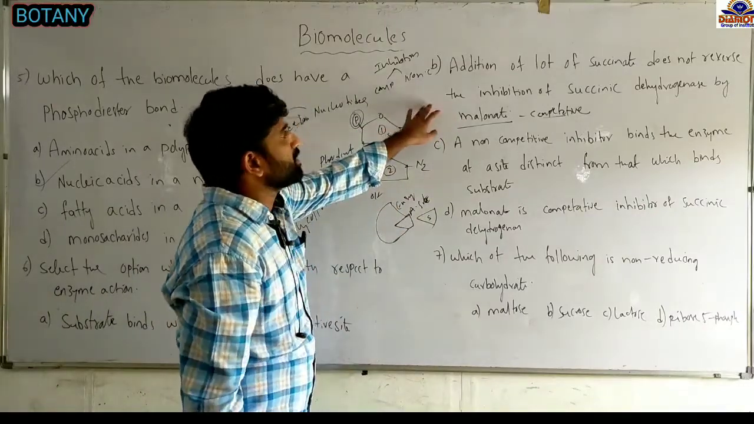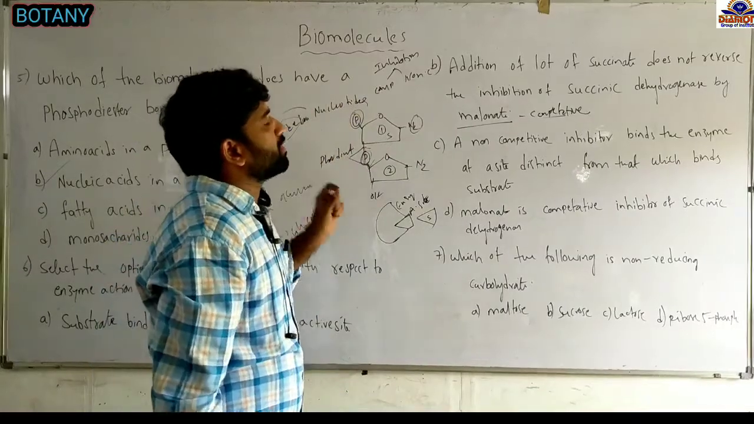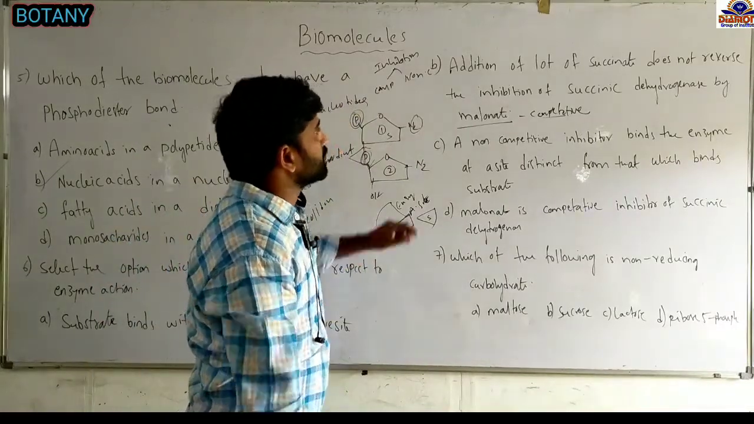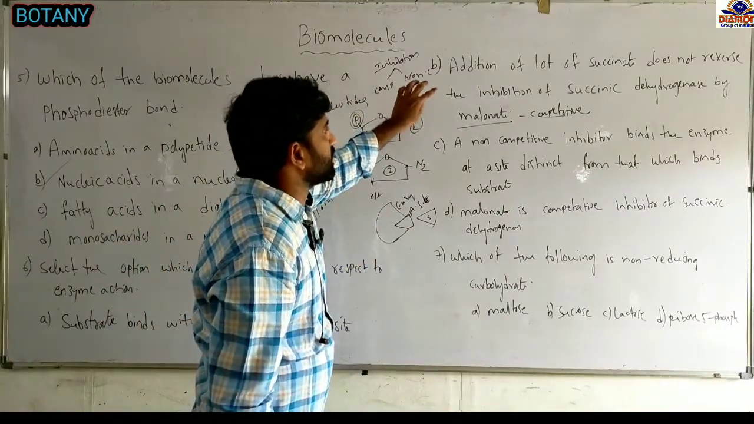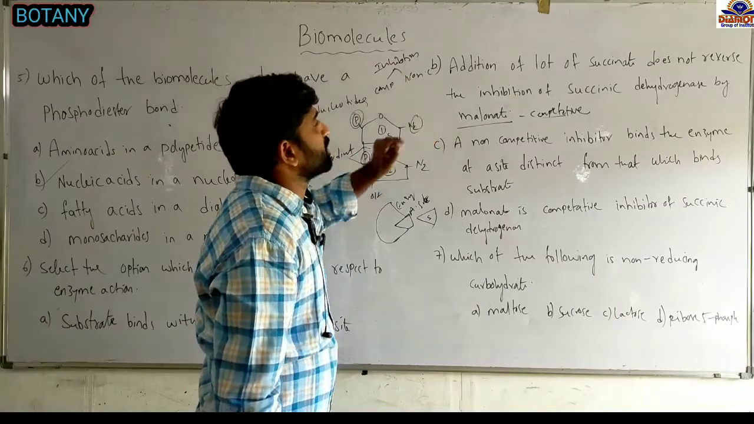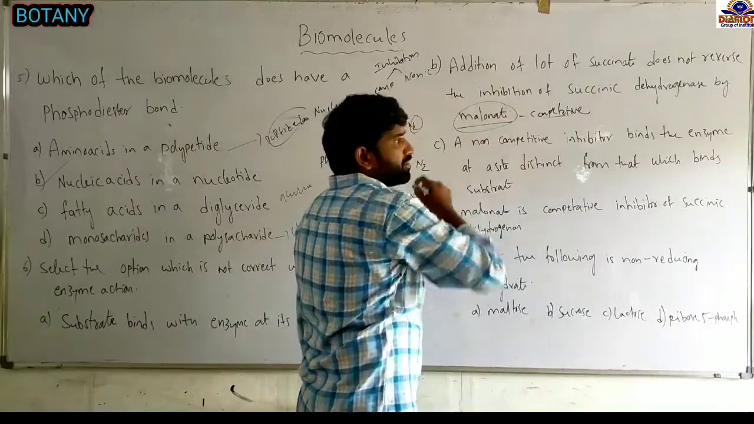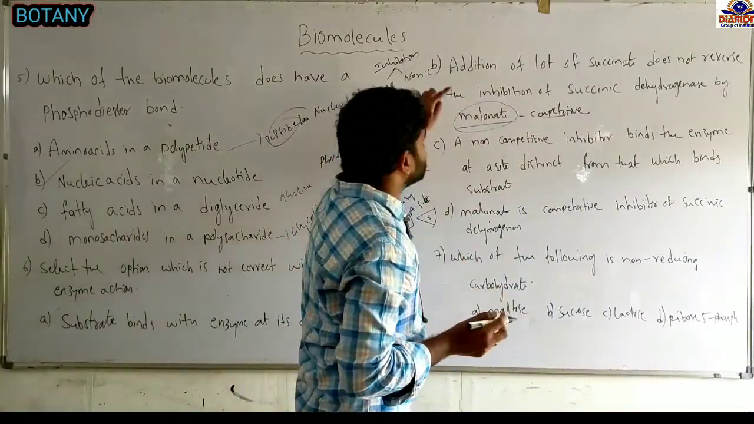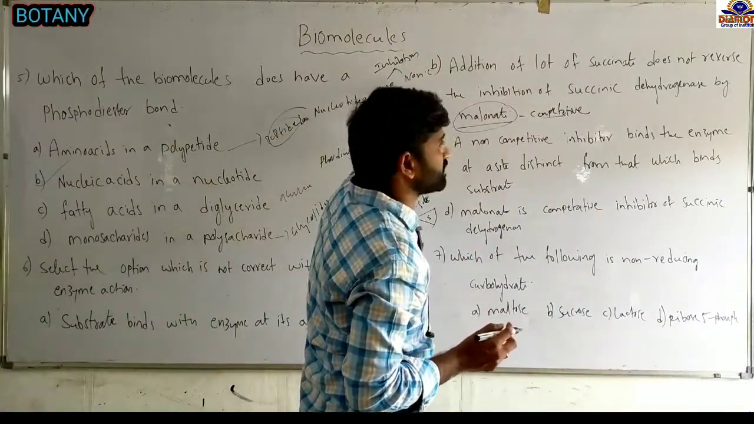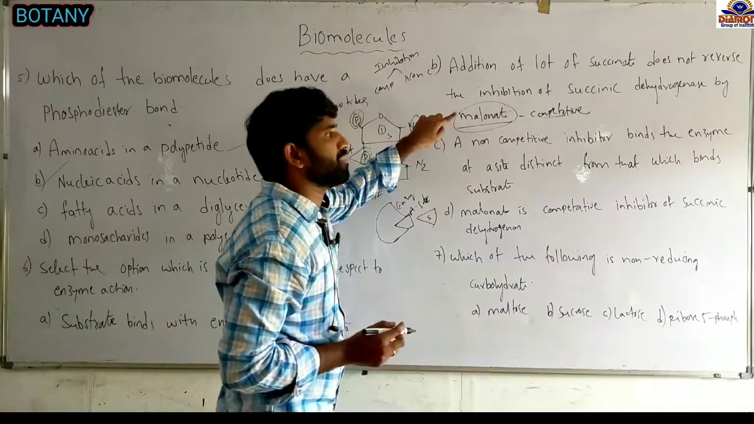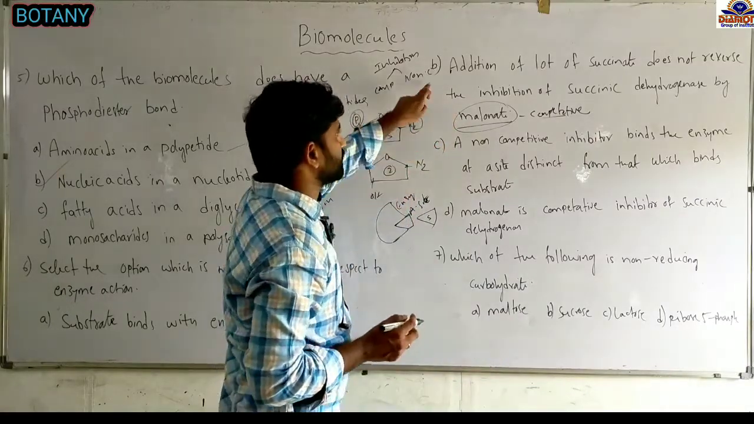But they have given here that by adding a high concentration of succinate, the succinate dehydrogenase enzyme is not inhibited, that is, it does not reverse the inhibition of succinic acid dehydrogenase by malonate. But the succinic acid dehydrogenase enzyme is inhibited by the presence of malonate. So that statement may be incorrect.